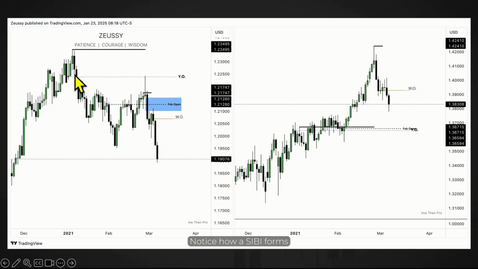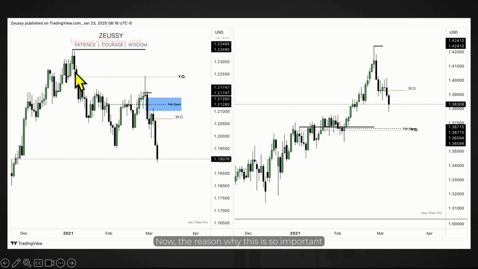Notice how a CB forms through the yearly open. Remember what I outlined on the daily chart of Nasdaq and ES. We see the market eventually expand lower, and it then begins to retrace. Notice that we retrace above the open of the month of February, which is right here, and we retrace back into this daily CB right here.